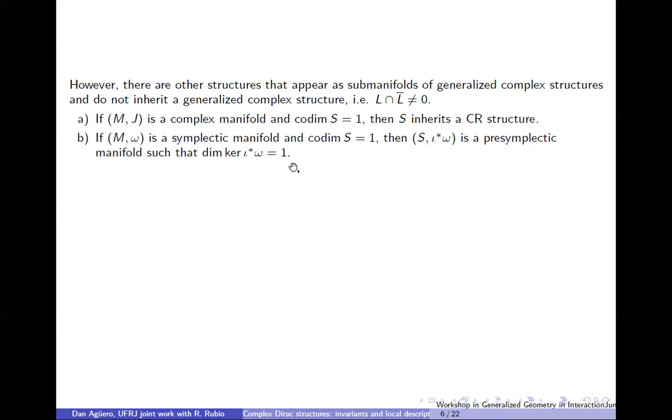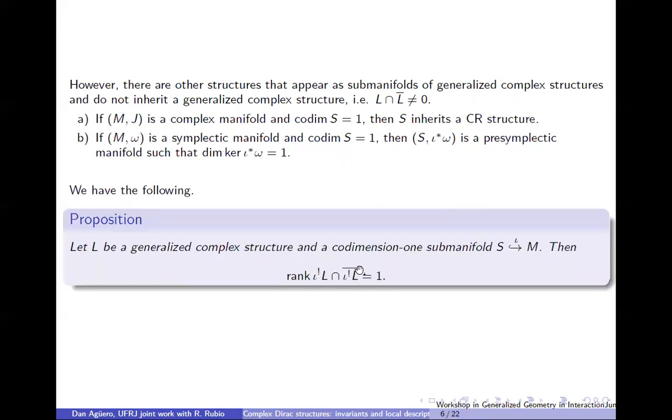What we actually have is the following, that is more general. When we have a generalized complex structure and a codimension one submanifold, then we have this. When we pull back, L is just a complex Dirac structure, but what we have now is that it has real index one. And this real index is constant on the whole manifold.